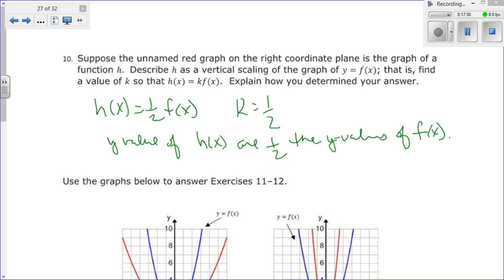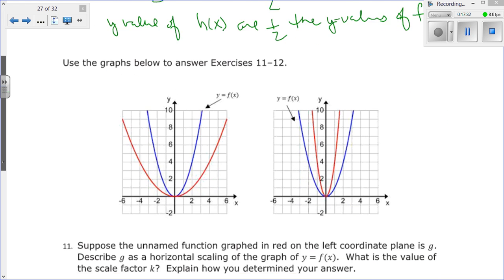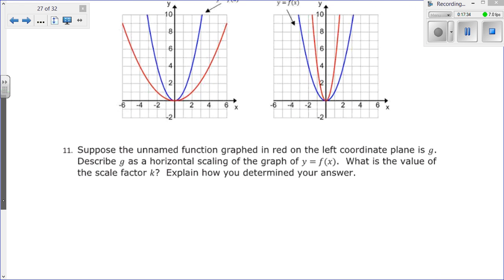All right, so moving on. Suppose the unnamed function graphed in red on the left coordinate plane is g. Describe g as a horizontal scaling of the graph of y equals f of x. What is the value of the scale factor k? Explain how you determined your answer.